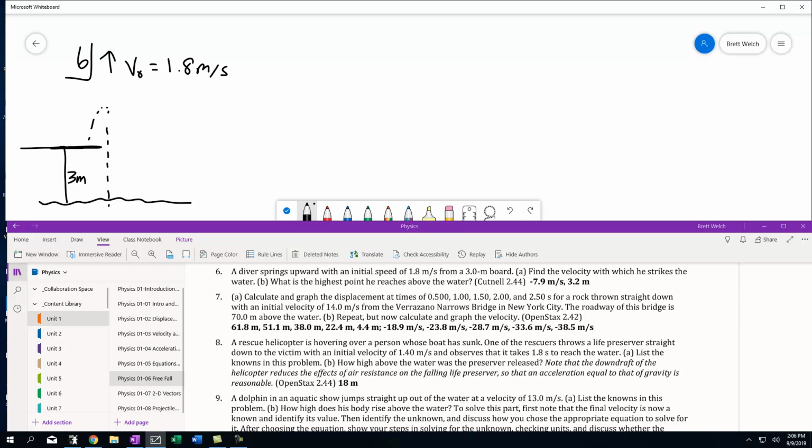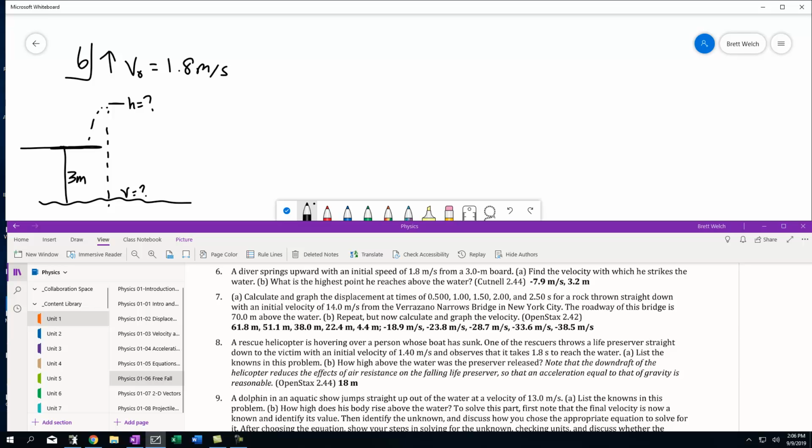Find the velocity with which he strikes the water. So that would be a velocity down here, a final velocity. And what's the highest point he reaches above the water? So the next question is, what's the height at its highest point? Or not delta x, but it'll be close to delta x. We know it's going to be something above 3 meters.